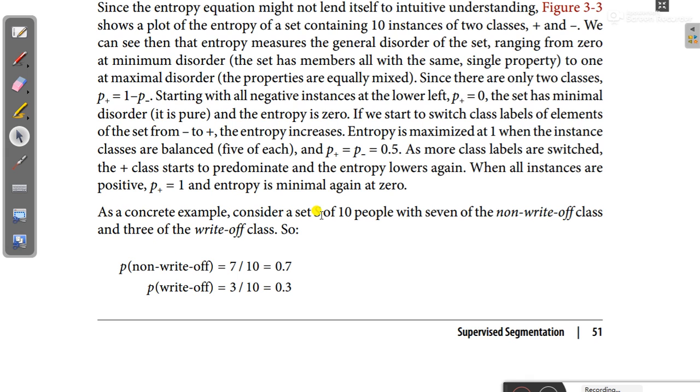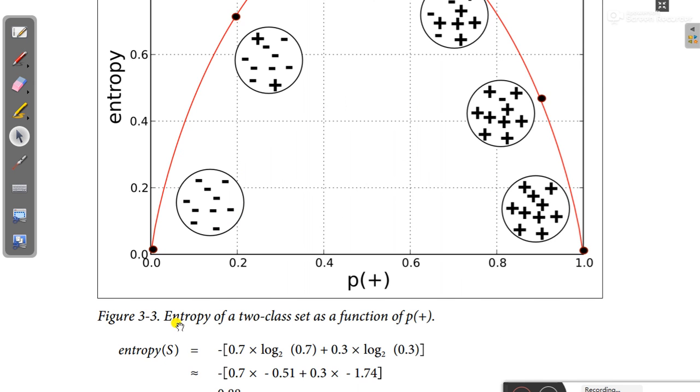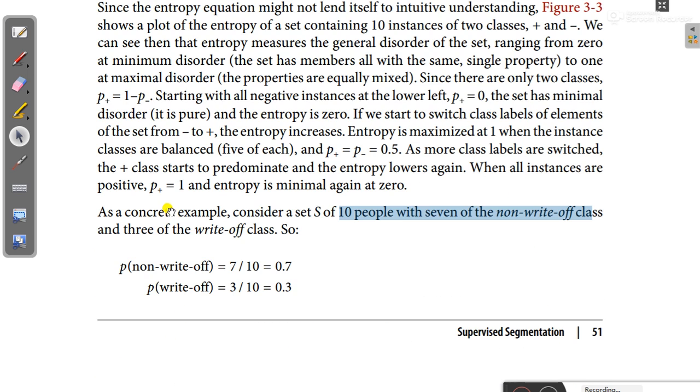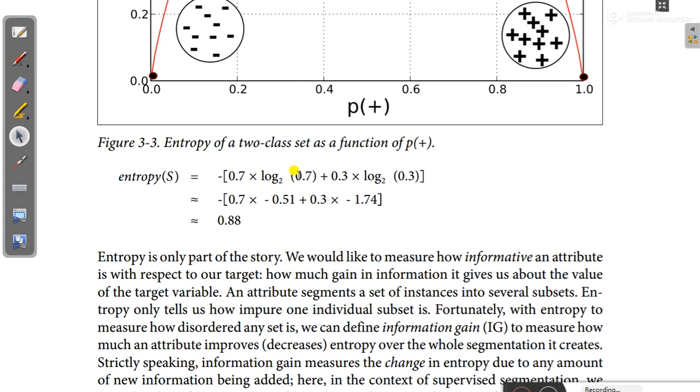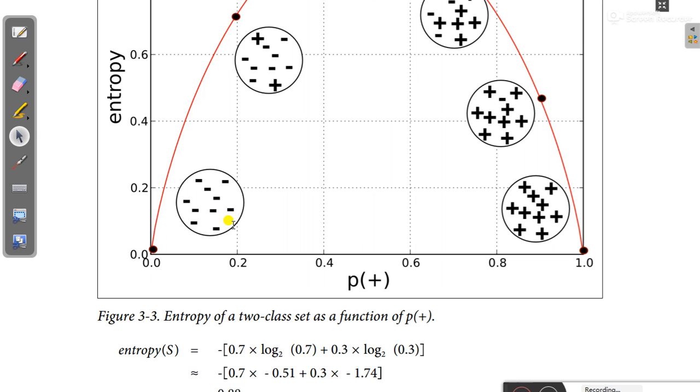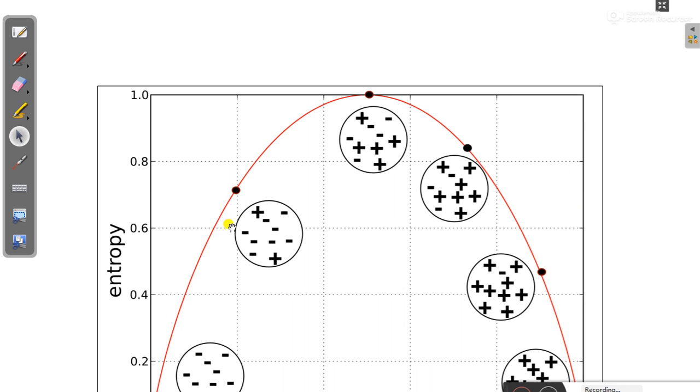as a concrete example, consider a set S of 10 people with 7 of them of the non-write-off class and 3 of them of the write-off class. So what is the entropy of non-write-off and what is the entropy of write-off? Here you can see the entropy of S, the set S of 10 people: minus 0.7 times log 2 of 0.7 plus 0.3 times log 2 of 0.3, and that is minus, since entropy is negative of the sum. That value is 0.88. So that is the entropy value of this situation, 0.88.